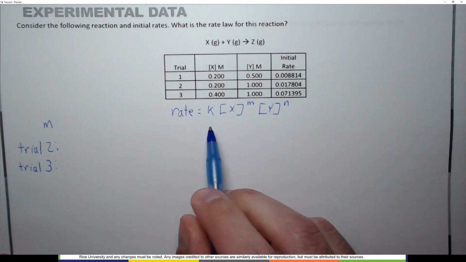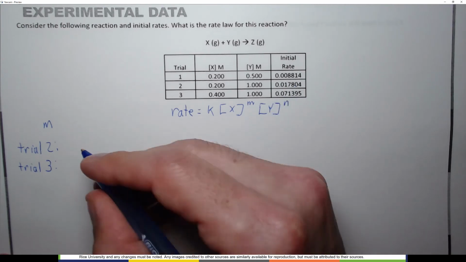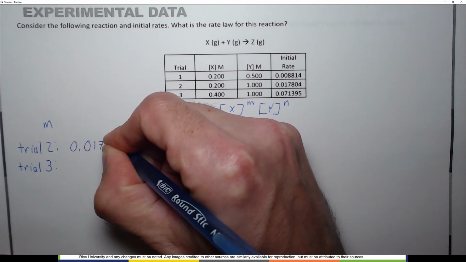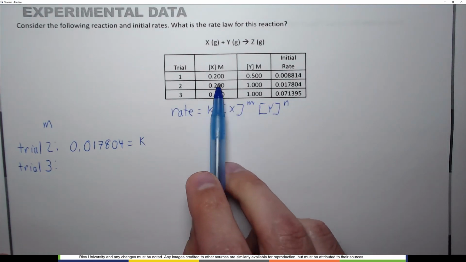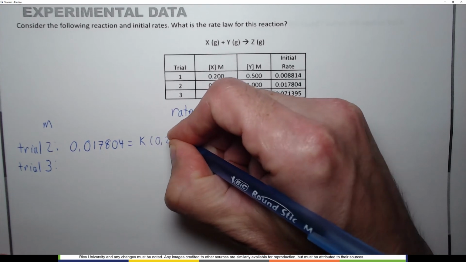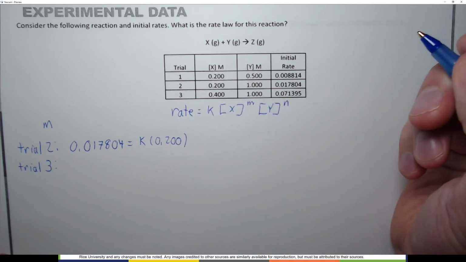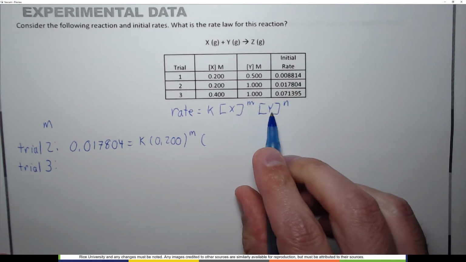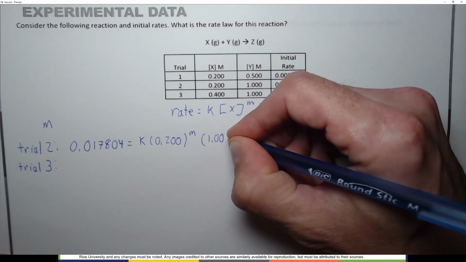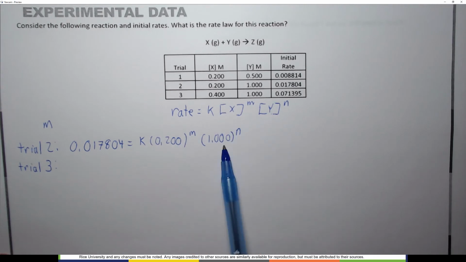Now for trial 2 and 3, I want to fill this rate law out for the variables that I know, and leave it blank for the ones that I don't know. So rate, I know rate for trial 2, it's 0.017804, equals k, I don't know k. Concentration of x, I know, 0.200. For clarity, I'm not going to put the unit in there, molarity. Raised to the m power, I don't know m, that's still a variable, times the concentration of y, I know, 1.000 molar, to the n, I don't know n. So I used trial 2 and I filled out the things I know: rate, concentration of x, and concentration of y.